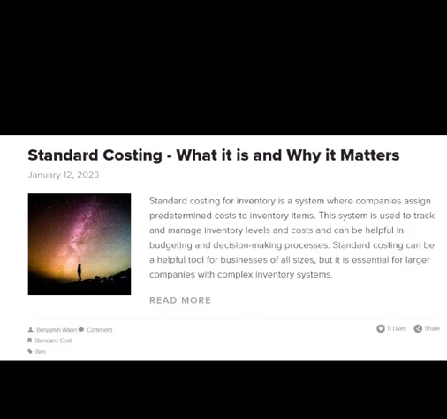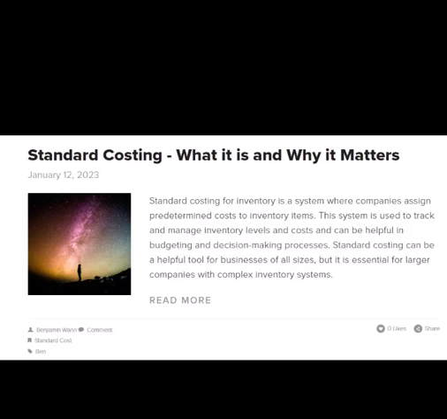Another sign that a standard cost may be incorrect is if it doesn't match the actual production costs. This can happen for various reasons, such as changes in raw materials prices or production methods. If the standard cost doesn't match the actual cost, it can lead to inefficiencies and losses. There are several possible causes of this problem.